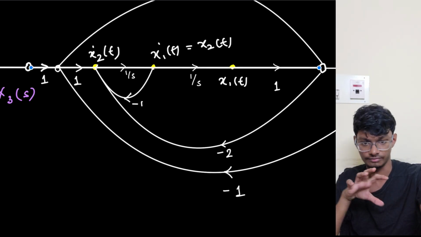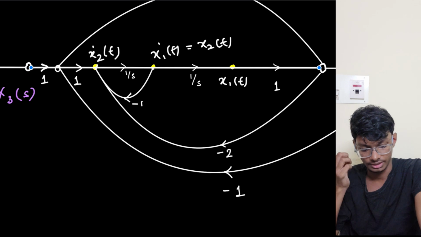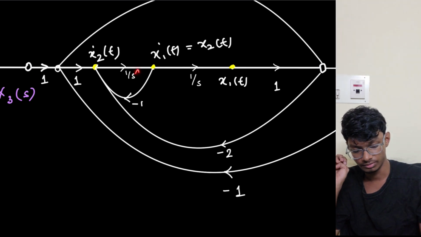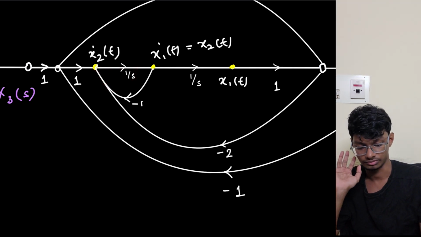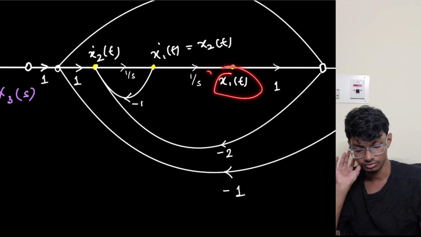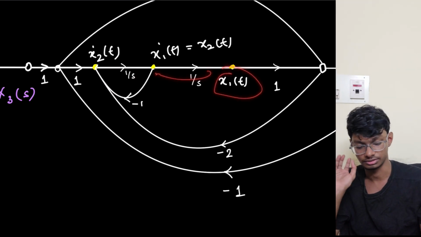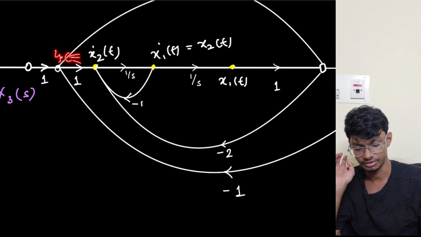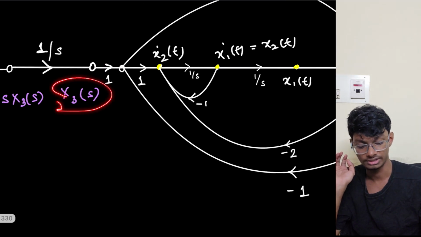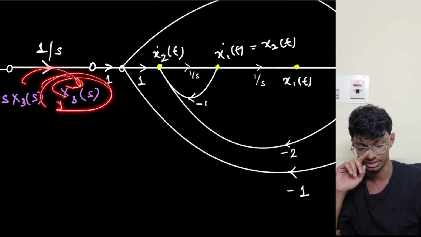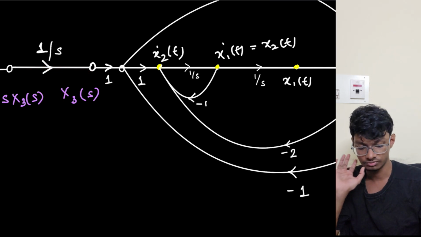Okay, but is this equal to x3 of t? So I can't say. Why? Because it has multiple paths incoming, right? That's why. But this was just x1 of t and this came here, and that is fine. But is this equal to x3 of t? No, x3 is here only, just after the state variable, right? So yeah, that is one important point to note.